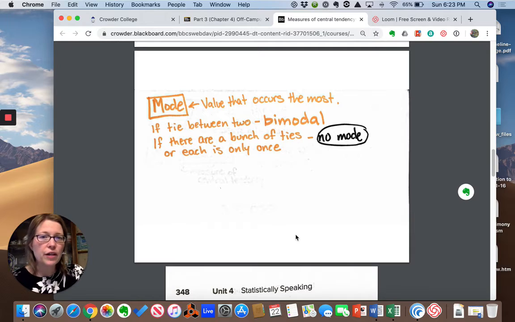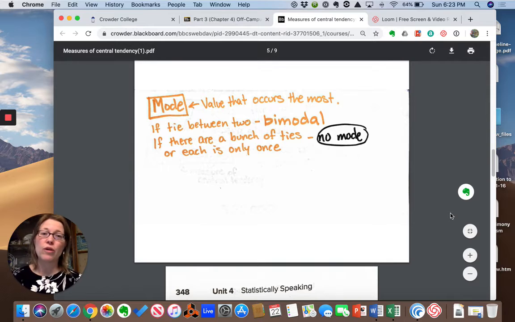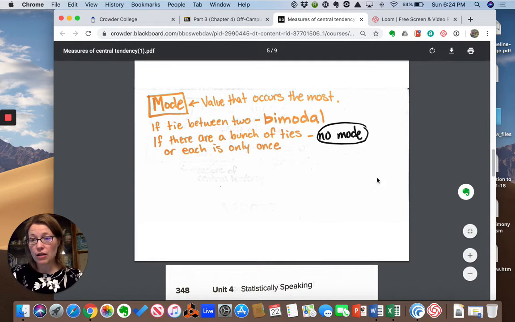Mode is the value that occurs the most. If there's a tie, we can use the word bimodal to describe the data set. Think bicycle has 2 wheels, bimodal has 2 modes. But if there's a bunch of ties, or if everything's only listed once, then we would just say no mode, which is what's true about this particular example.